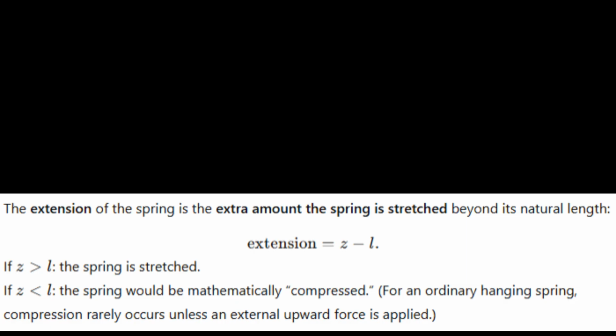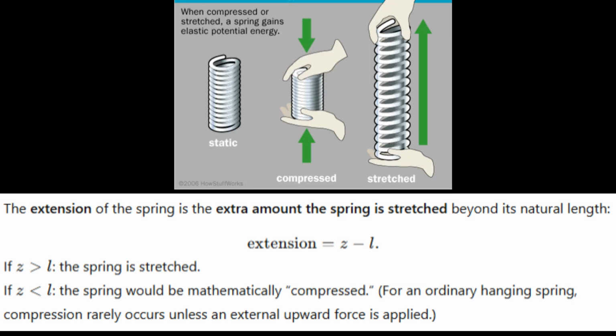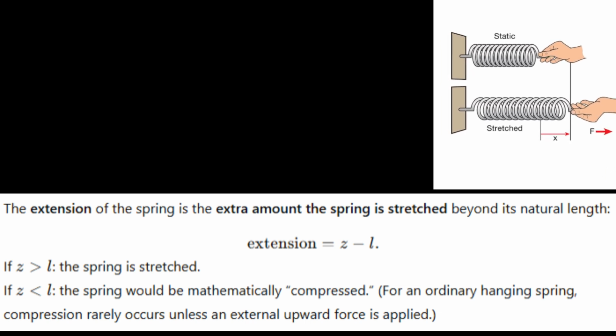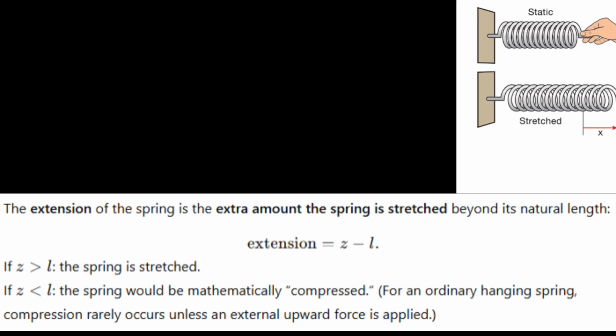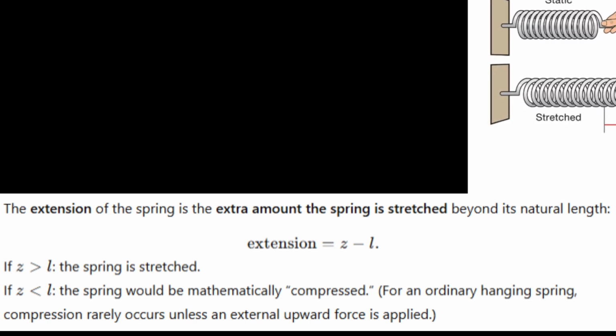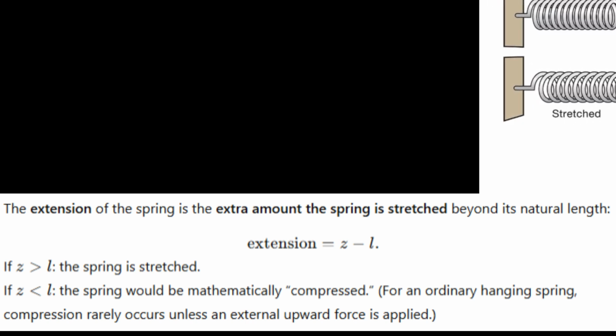2. Defining the extension. The extension of the spring is the extra amount the spring is stretched beyond its natural length. Extension equals z minus L. If z is greater than L, the spring is stretched. If z is less than L, the spring would be mathematically compressed. For an ordinary hanging spring, compression rarely occurs unless an external upward force is applied.